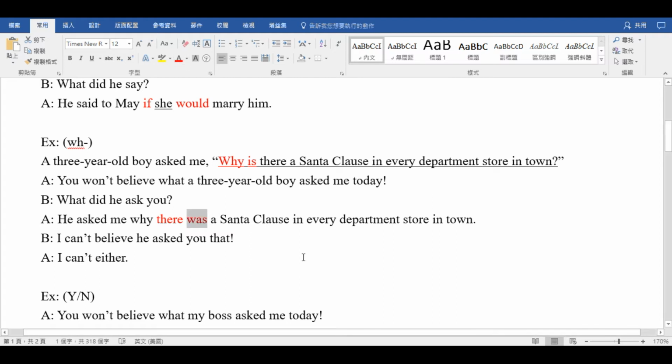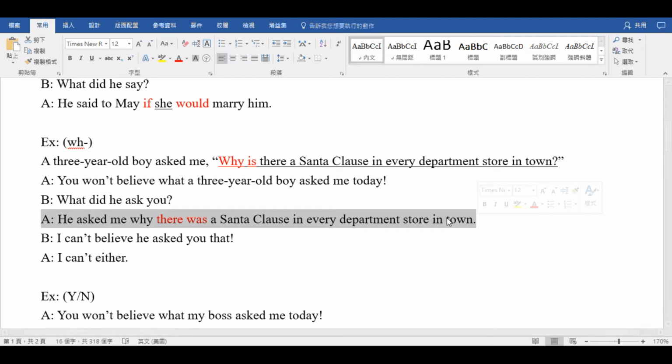So these are the two things you need to pay attention to. So the answer is, he asked me why there was a Santa Claus in every department store in town. All right. So we're going to move downwards and talk about more examples. We are only going to focus on the exchange in between the direct speech sentence to the indirect speech sentence. So remember to have your books beside you, and then we're going to do this and you're going to practice by yourself. So let's move on.